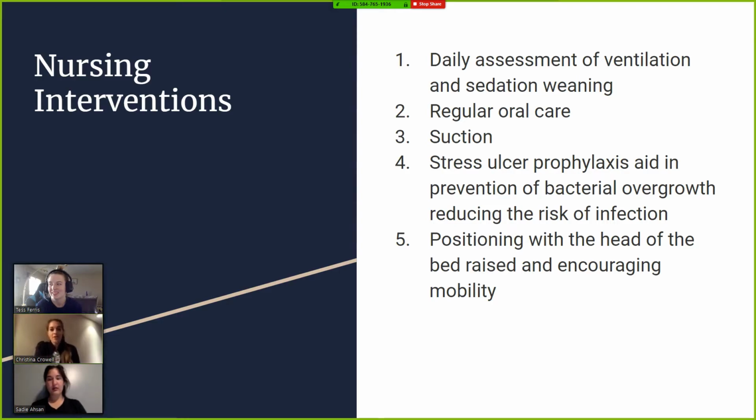So nursing interventions, we incorporate a few recommendations into nursing care and practice for the client. So daily assessment of ventilation and sedation weaning, regular oral care like we were able to see in that video, suctioning, stress ulcer prophylaxis, aid in prevention of bacterial overgrowth, and reducing the risk of infection, and then positioning the head of the bed raised and encouraging mobility whenever possible. So all of those things were mentioned with Sadie's slide in the EBP recommendations.